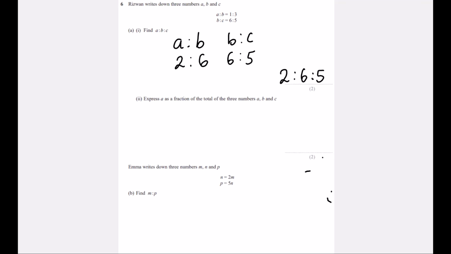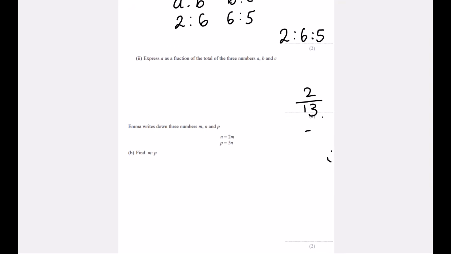Express A as a fraction of the total of the 3 numbers. So the total, 2 plus 6 plus 5, is 13. And A is 2 parts, so 2/13.